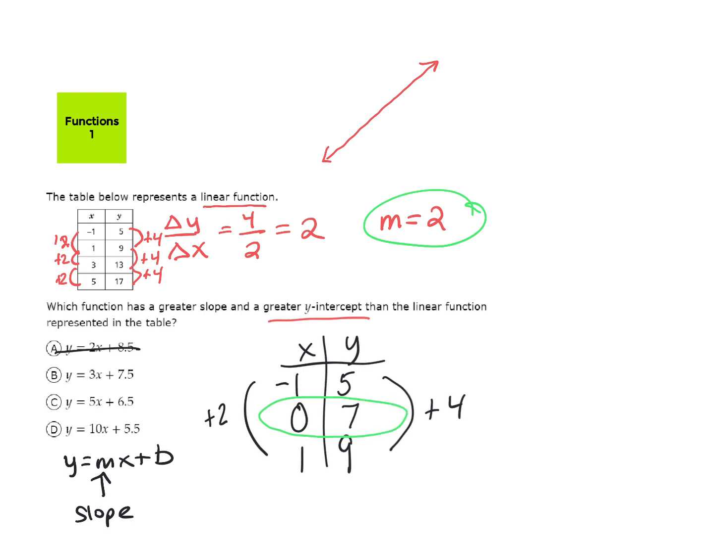So which one of these has a bigger b? Remember, your b is your y-intercept. Y-intercept, that would be the one that has 7.5, so it's choice B.